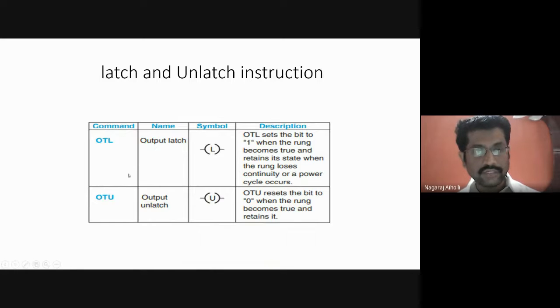Next instruction, OTU, output unlatch. This OTU resets the bit to 0 when the rung becomes true and retains it. OTU, output unlatch, is for resetting. OTL is for setting the bit, for making the bit 1. OTU, output unlatch, is for resetting the bit, or making the bit 0, when the rung becomes true and retains it.